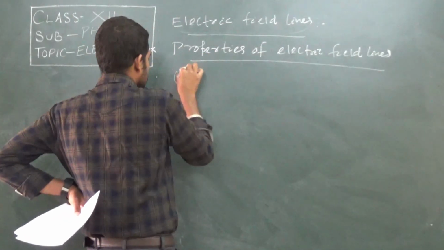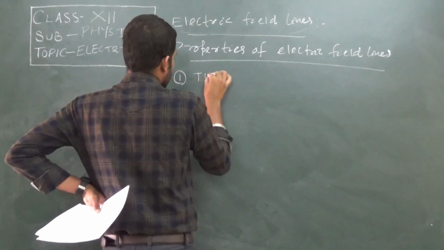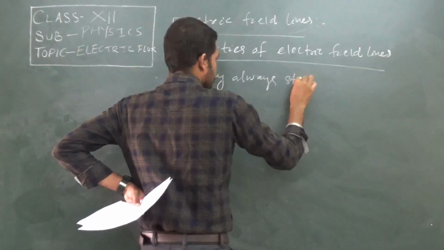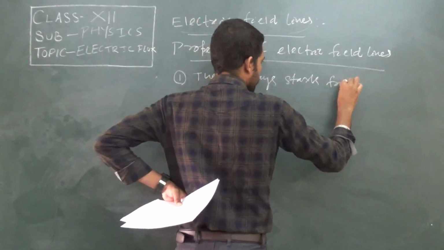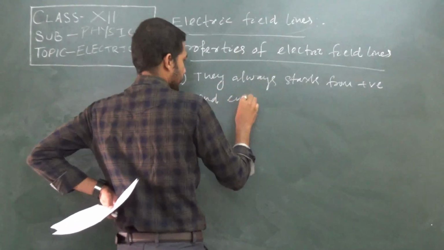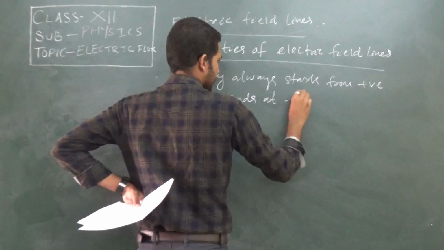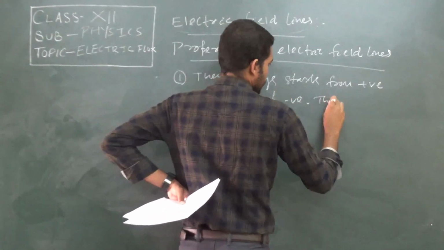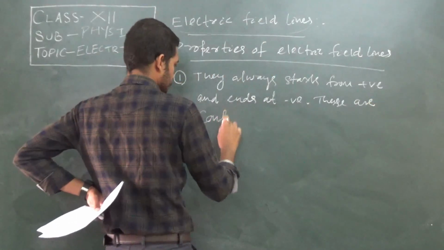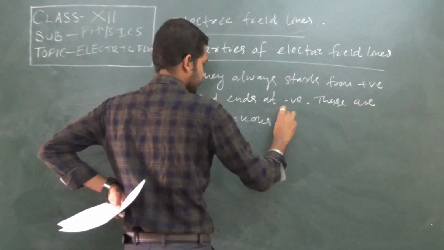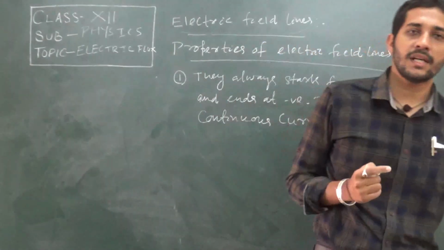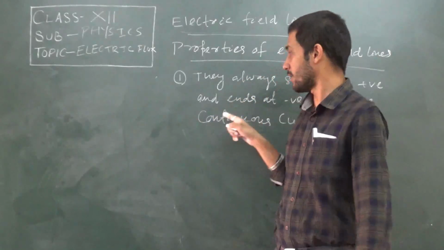First one is they always start from positive and end at negative. These are continuous curves. In magnetism you will get continuous curves as well as loop forms, but here you will only get a continuous curve.